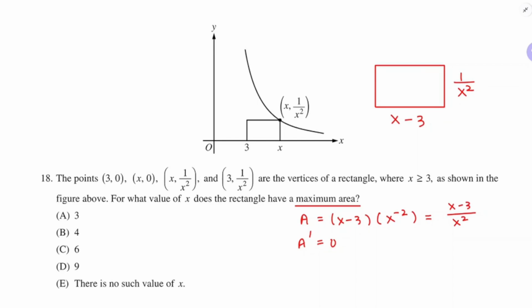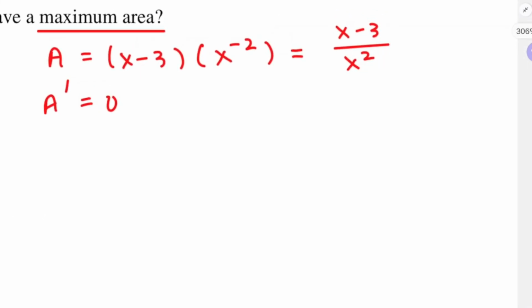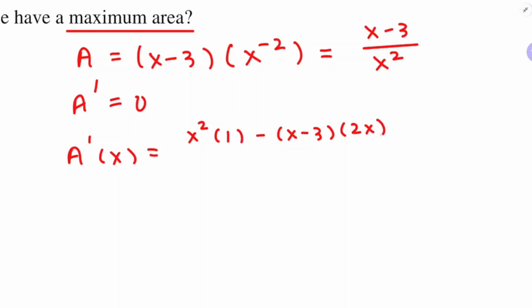I'm interested in A prime equaling 0 though, so I'm going to need A prime of x, and I'm going to kind of get in and look a little closer there. So A prime of x, and use the quotient rule, bottom times the derivative of the top minus the top times the derivative of the bottom divided by the bottom squared.